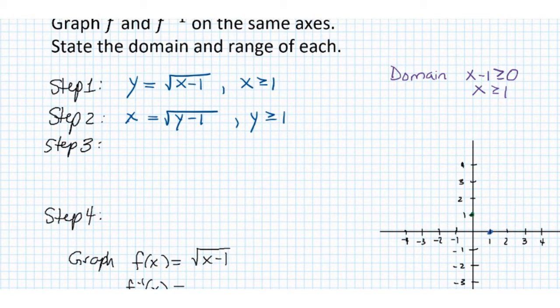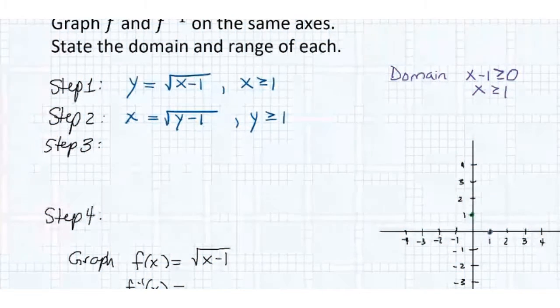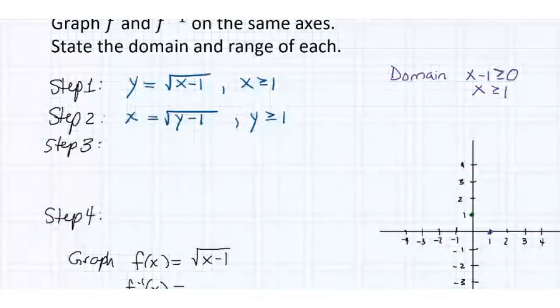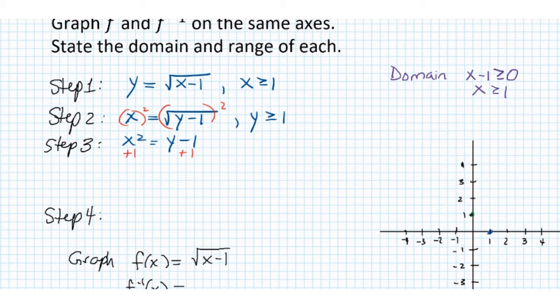Okay, now step 3, we're going to solve for y. How do we solve for y in a square root equation like this? What do I have to do? Square both sides. Very good. So we're going to square both sides to get that y out from under the radical. When I square both sides, I'm going to get x squared equals y minus 1. And then I still have to get y completely by itself, so I'm going to add 1 to both sides. And I'm going to see that y is equal to x squared plus 1.